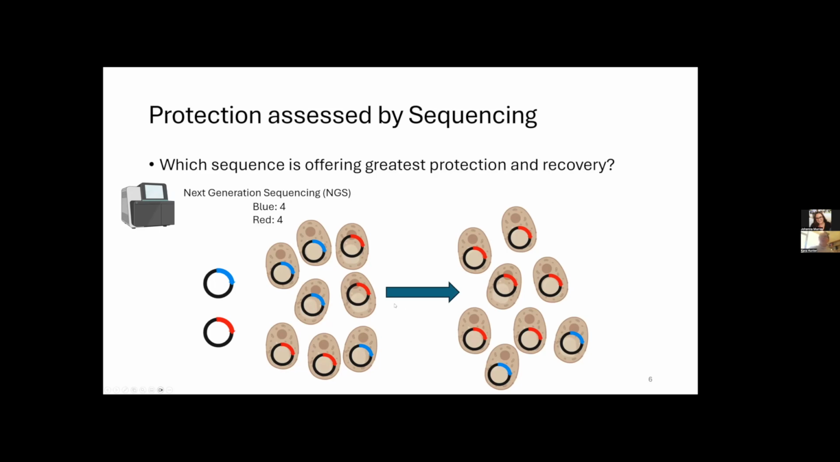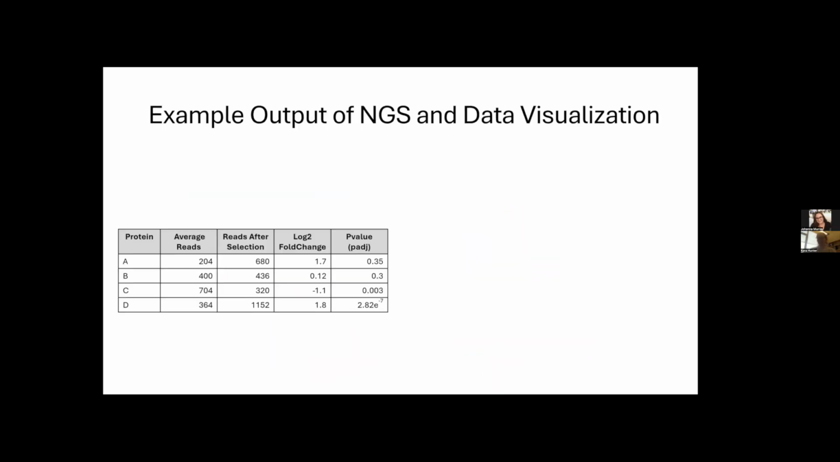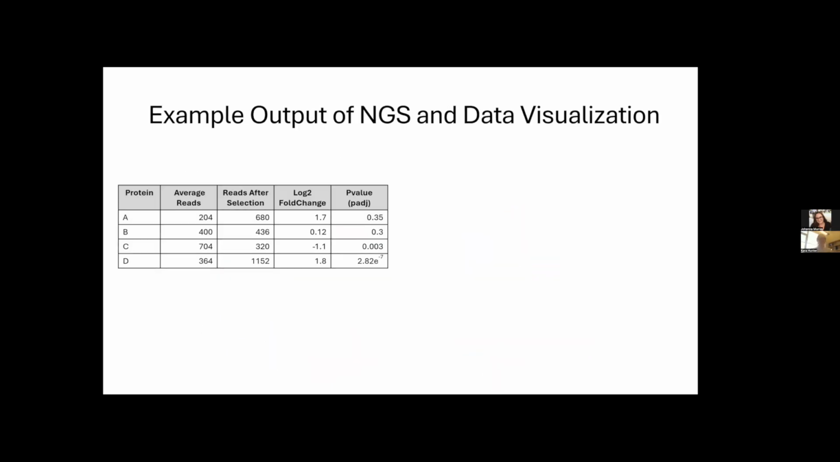Next generation sequencing provides the read output. So it gives us blue has 4 counts, red has 4 counts. Then after the selection, we see that blue has 2, red has 6. So we would conclude that the blue sequence here is deleterious and the red is protective. And that's the central methodology of my experiment. We can do this with thousands of different proteins.